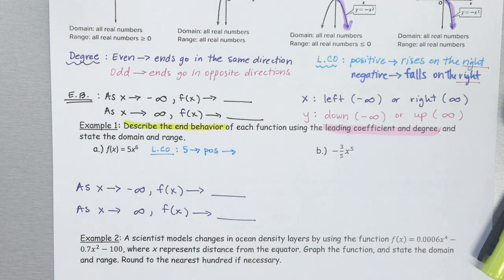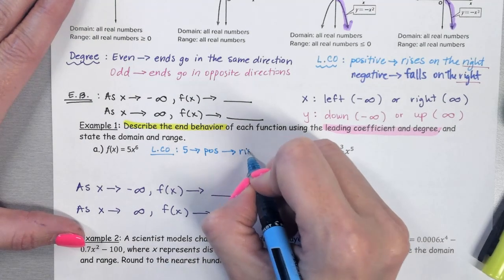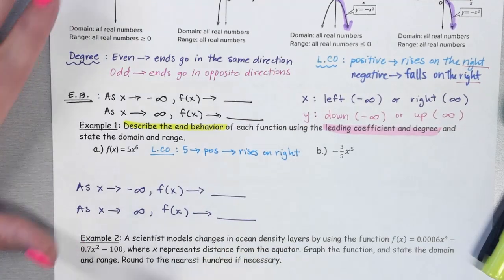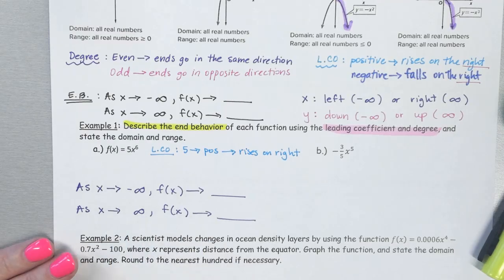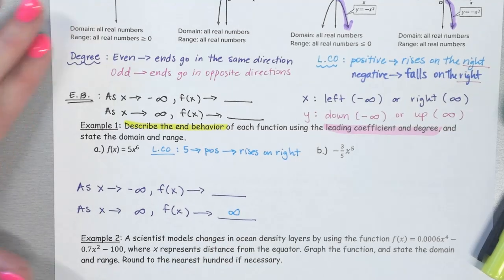Remember we just said if it's positive, that means it's going to go up on the right, or rises on the right. So which one of these is the right side? Is x goes to negative infinity or is x goes to positive infinity? Positive infinity. So we are going to fill in the bottom one first. If it's positive, it rises on the right. This will be positive infinity.